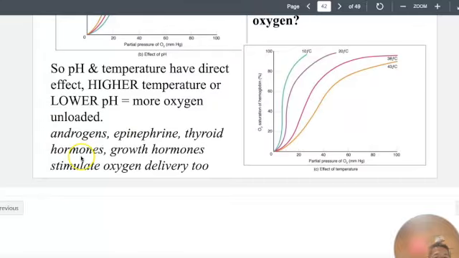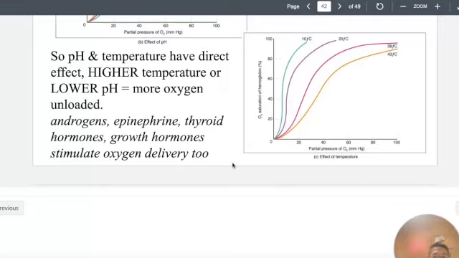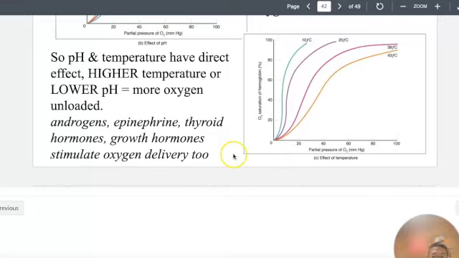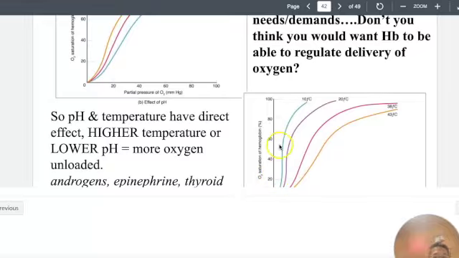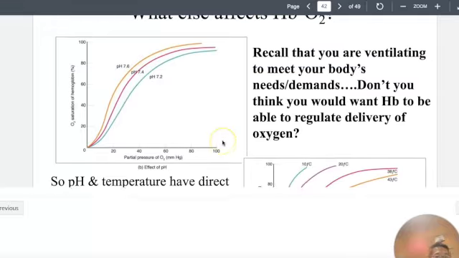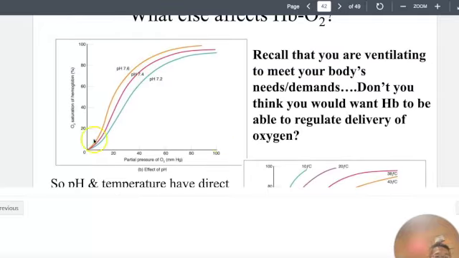Androgen, epinephrine, thyroid hormone, growth hormone stimulate oxygen delivery too. So you can see here, here's the temperature. As the temperature increases, it will unload more oxygen. And here is kind of holding it. This one is the pH. As you get more acidic, it wants to unload more oxygen.